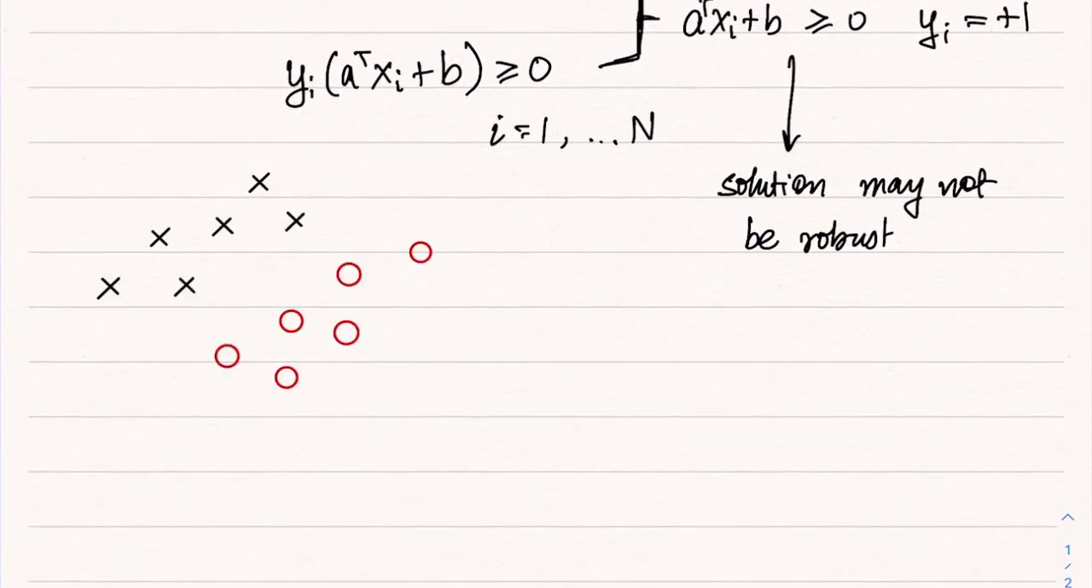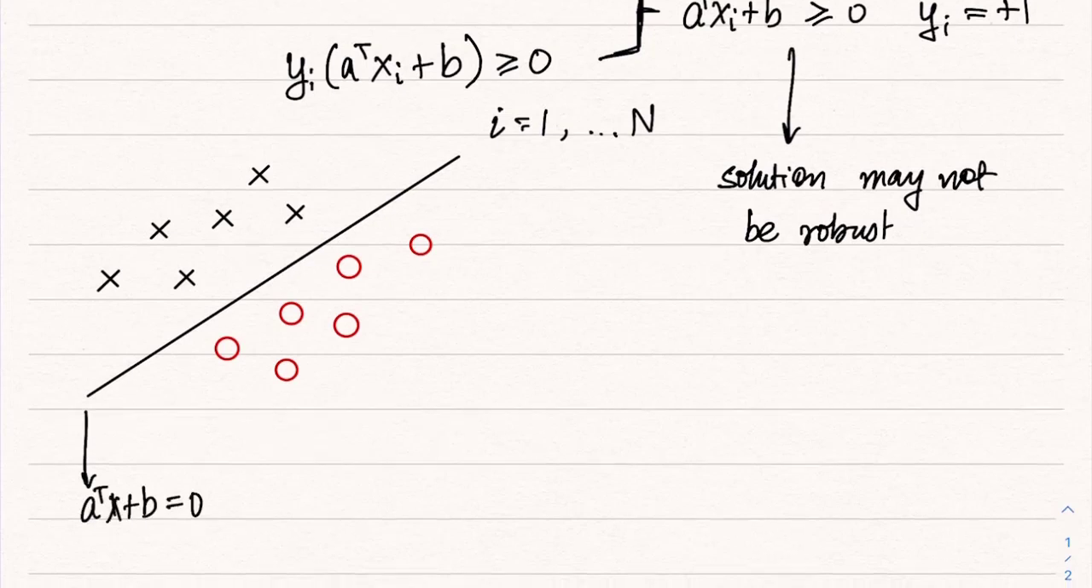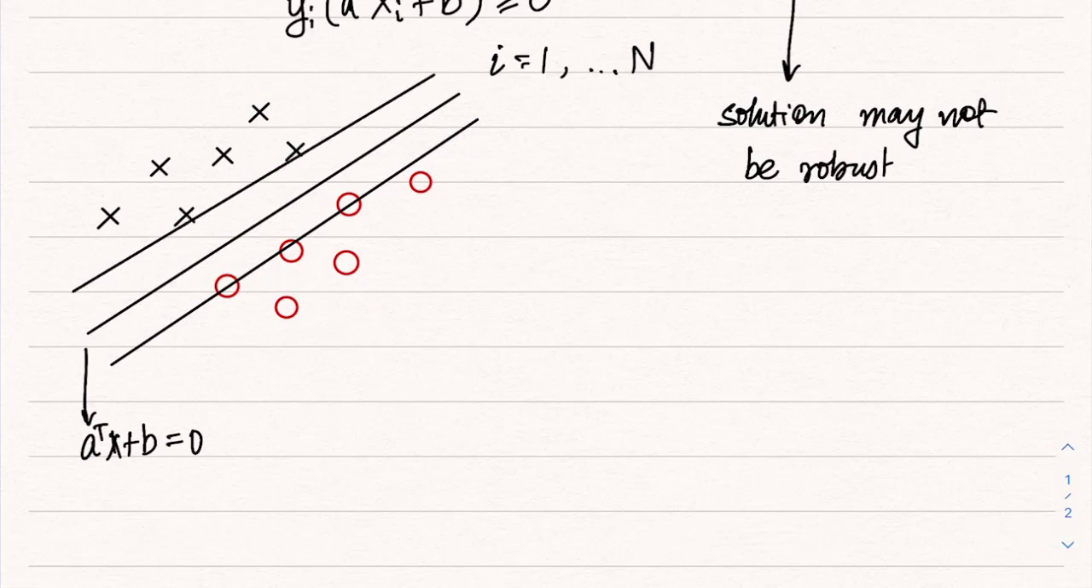So let us bring our points here. Let's say that the separating hyperplane is given by this equation A transpose x plus b equal to 0. Let us consider two flanking separating hyperplanes which are parallel to this one. So let us consider this hyperplane and this hyperplane.